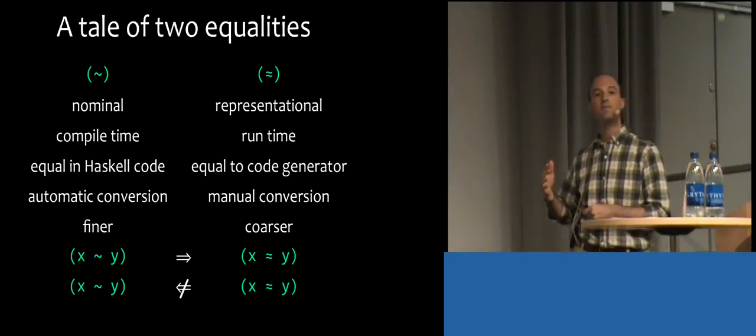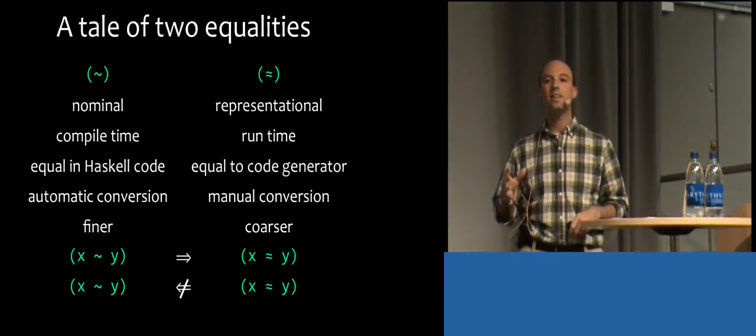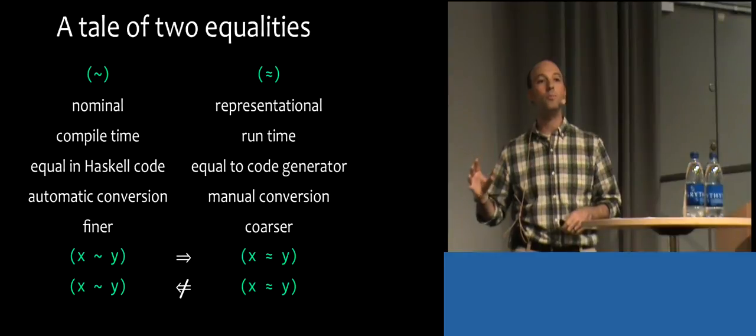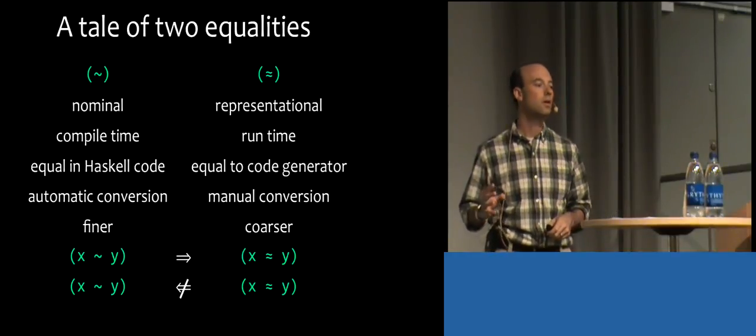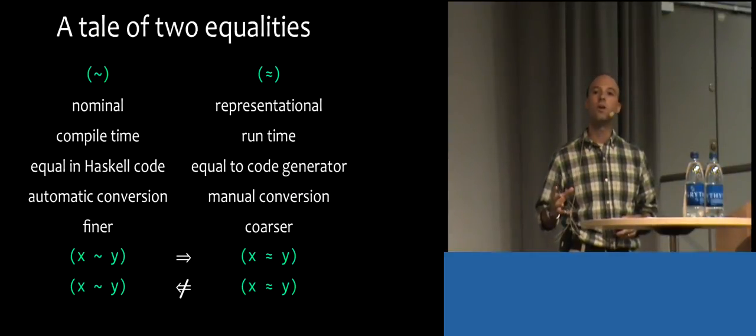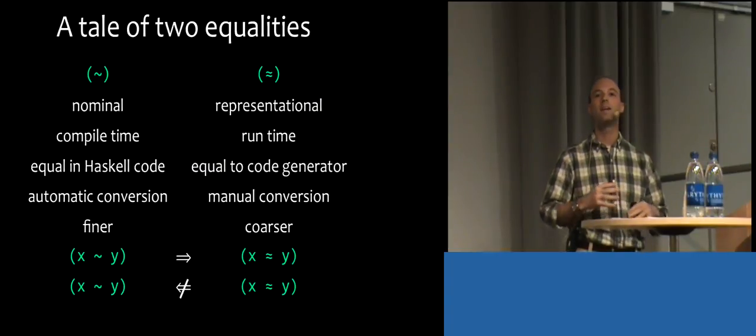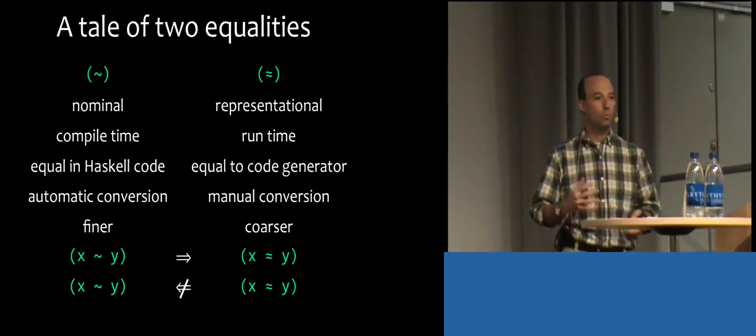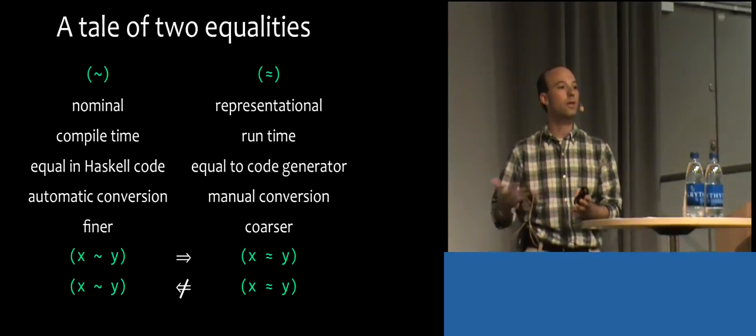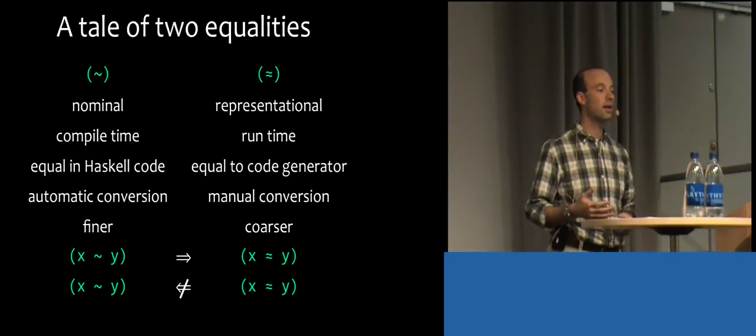On the right side, we have this coercibility relation, which is also called representational equality, and this, in contrast, is only true when the representation at runtime is the same. So we're going to have that representational equality be coarser than the nominal equality, because any two types that are considered the same in real Haskell code, we certainly hope that they're going to have the same representation at runtime. But maybe, like string and HTML, we have types that have the same representation, but are not considered the same types in regular Haskell.